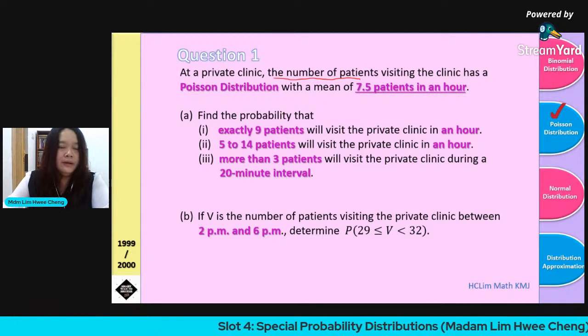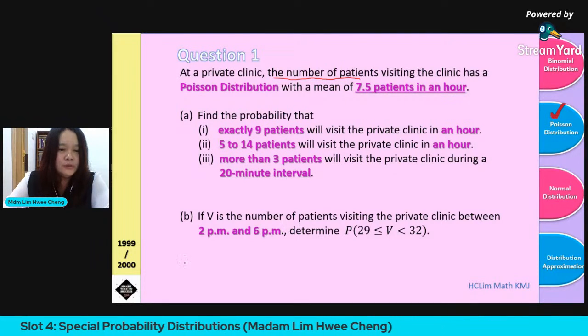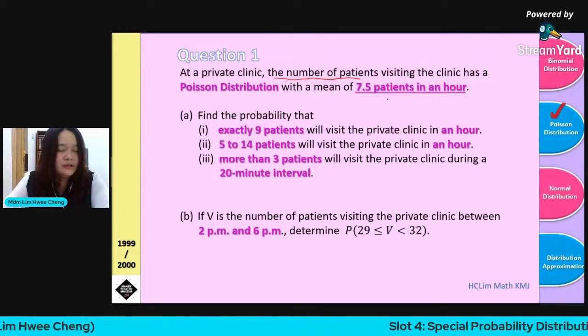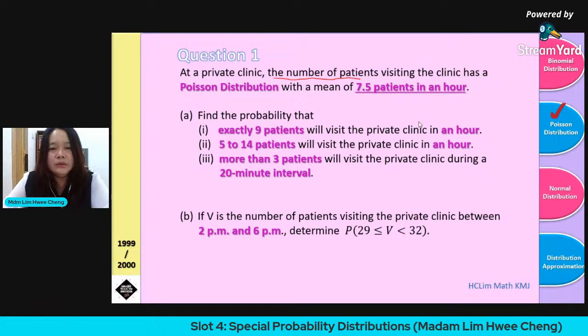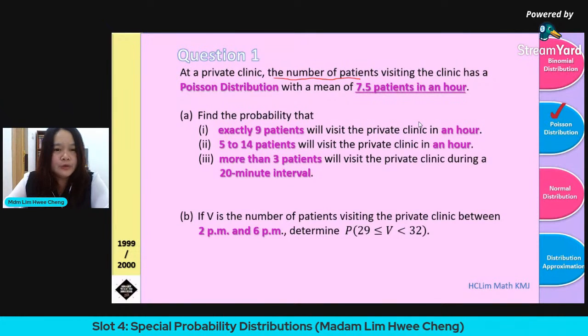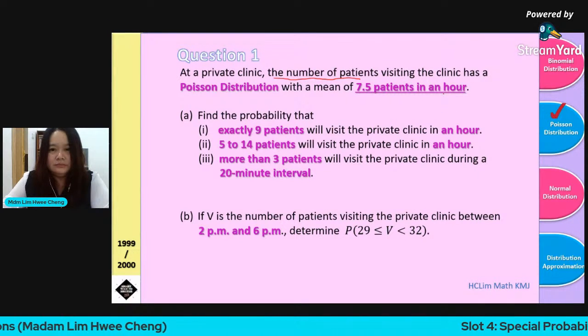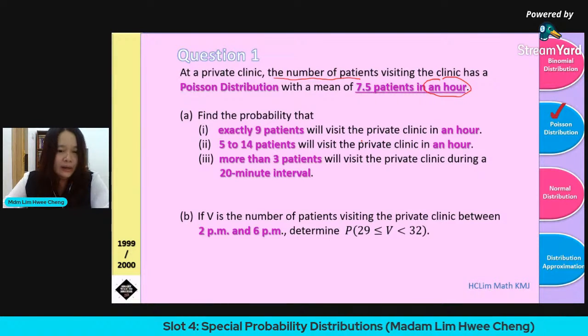Very kind, the question already informed us this is the Poisson distribution. This is the question section 199 and 2000, with a mean of 7.5 patients in an hour. Class, you must take note that whenever you have Poisson questions, you have to be careful on the time interval. Highlight. This one talks about 1 hour, so you must take note: the mean is for 1 hour.